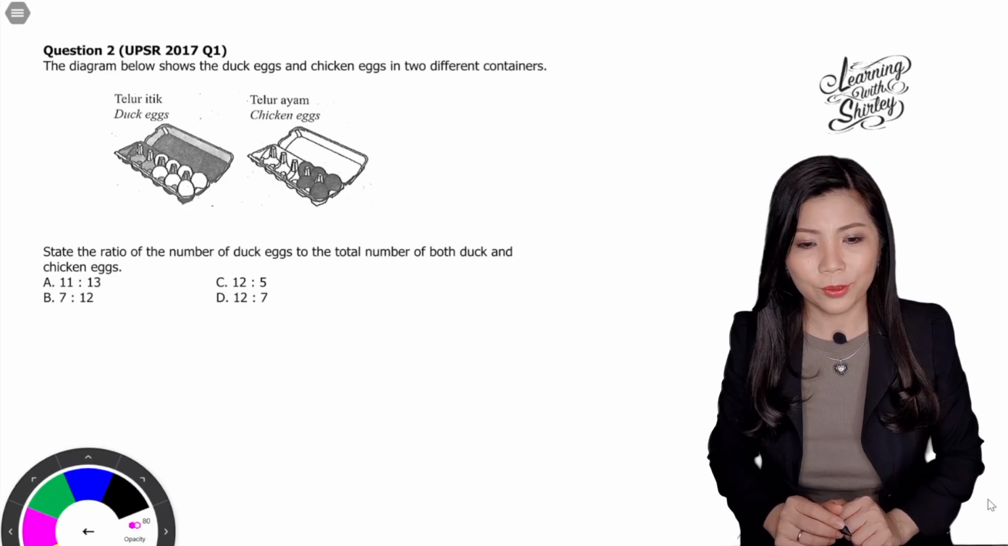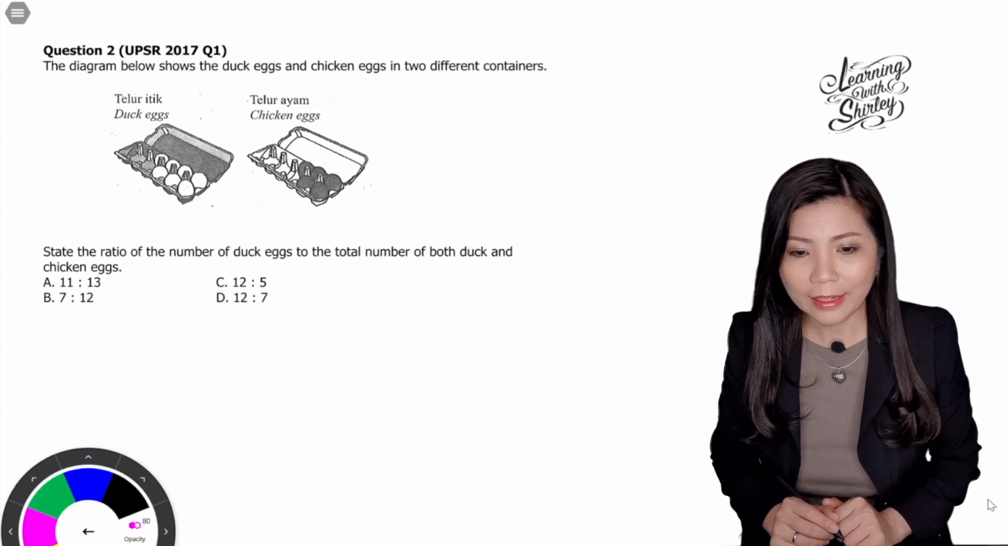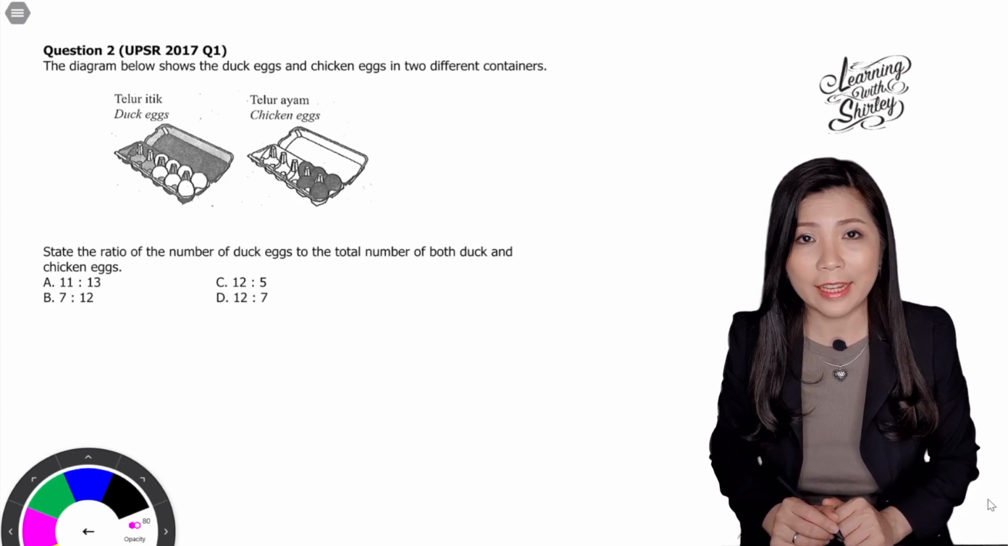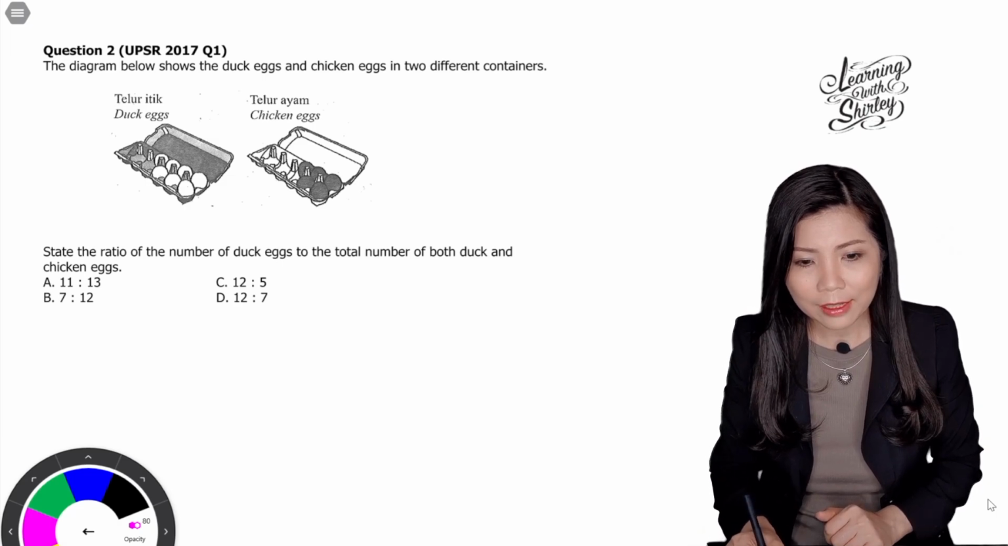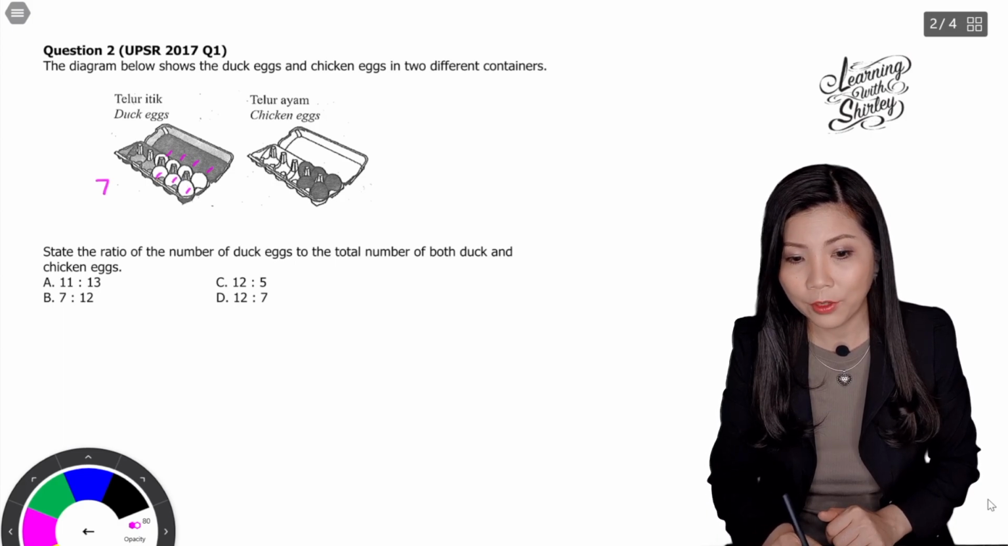Let's look at question number 2. This is in year 2017, question 1. The diagram below shows the duck eggs and chicken eggs in 2 different containers. So we have duck eggs. Let's count how many duck eggs there are. 1, 2, 3, 4, 5, 6, 7. So I'm going to write 7 over here.